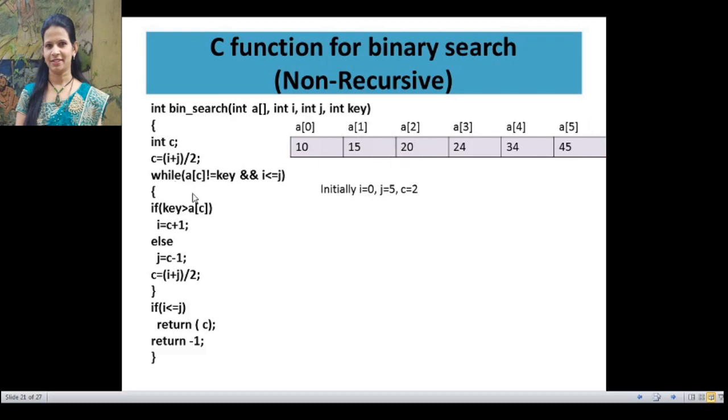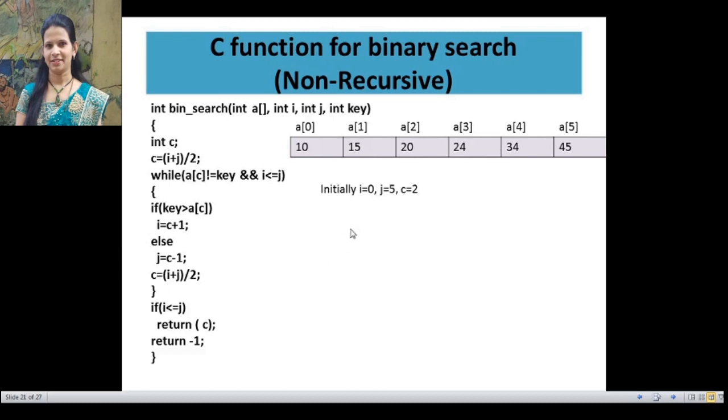20 is mid. While a of c not equals to key, you are finding which element? Suppose you are finding the 34 or the 15. Then first, i is less than or equal to j. This condition also, and this also, i less than j. Then if key is greater than a of c, if your key is greater than this mid, then search in this part. i equals c plus 1. i equals c plus 1 means here is your c and this is your c plus 1. Now set i to this location. Okay, and else j equals c minus 1. Here is your c. This is your c minus 1.